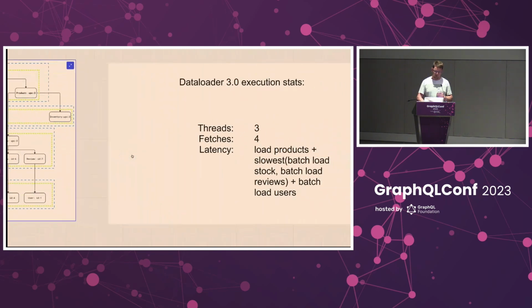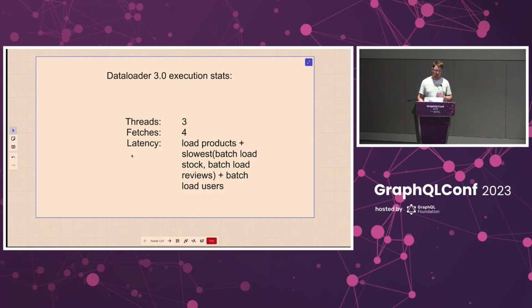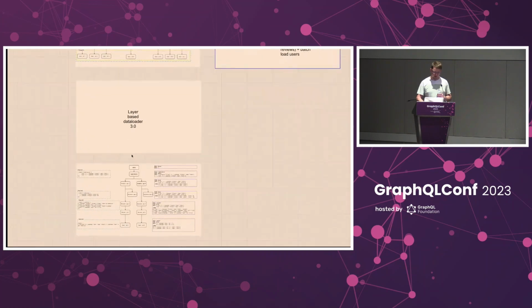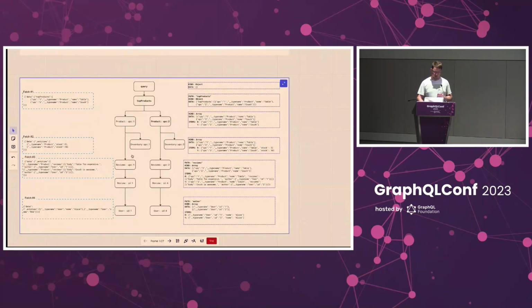So if we look at the stats, we need 3 threads. And that is only because we can fetch stock and reviews concurrently. So if we ignore that, the number of threads will be 1. And the fetches in this case is 4, so it's the same like Dataloader. And the latency is also the same. What's different is that the threads here are 3, or without that concurrent fetch, it would be 1. But there's much more to it. And I will briefly explain the implications.